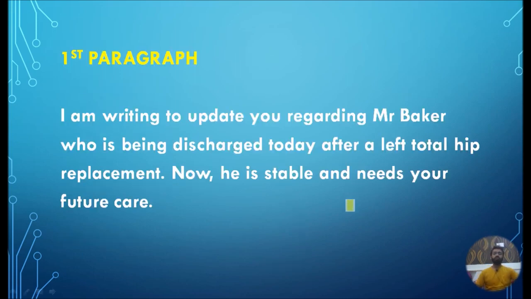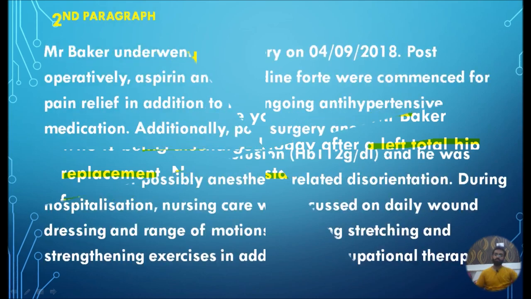Here is our first paragraph, the introductory paragraph. What was the purpose of the letter? We are going to discharge our patient after a left total hip replacement, so we will write it. Basically a discharge letter is an update letter. So we write: I am writing to update you regarding Mr. Baker, who is being discharged today after a left total hip replacement. We will also write the current status in a single line in the introductory paragraph: now he is stable and needs your future care. In this way we will write the introductory paragraph of this letter.